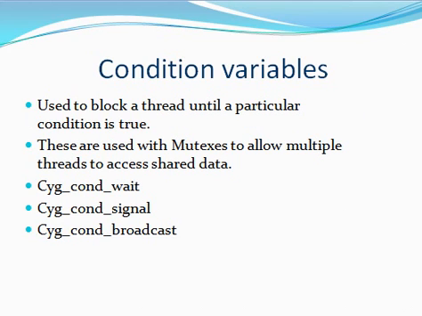Next synchronization mechanism is condition variables. It is used to block a thread until a particular condition is true. It is used with a mutex to allow multiple threads to access the shared data. Some examples of the condition variable functions are cyg_cond_wait, cyg_cond_signal, and cyg_cond_broadcast. Until this condition is verified to be true, it blocks the current holding thread.